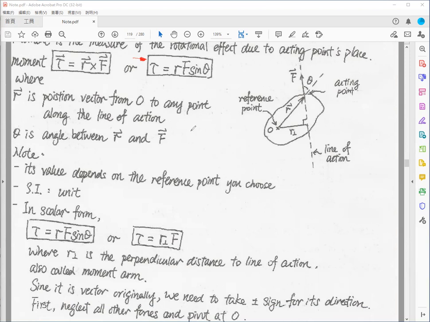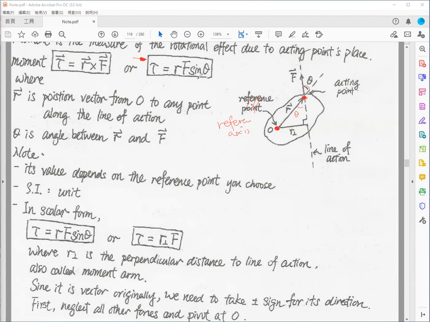What is R? R is a position vector pointing from the reference point, or better, the reference axis or rotation axis, to the point of application of the force. And theta is the angle between the vectors R and F. It's either this one or this one, it's just the same. So the form is RF sine theta.